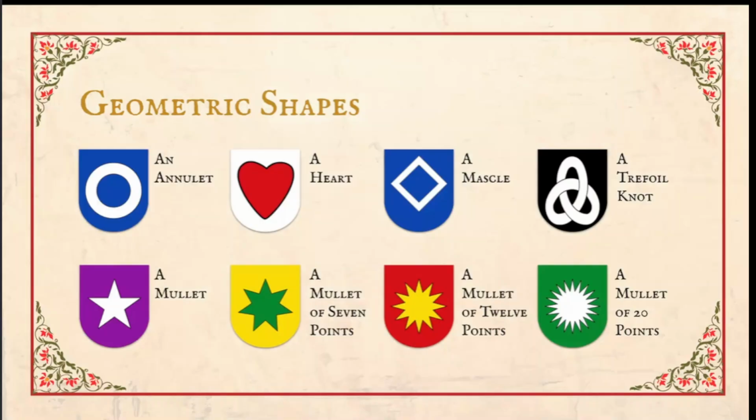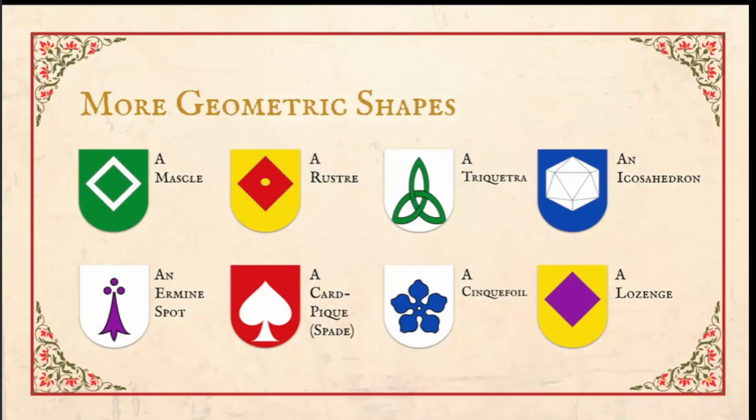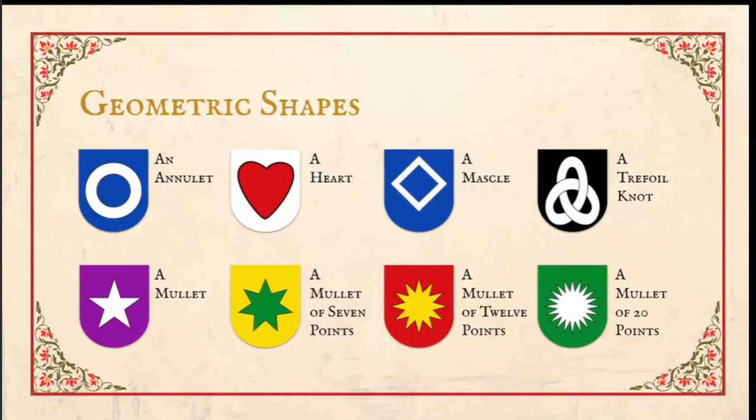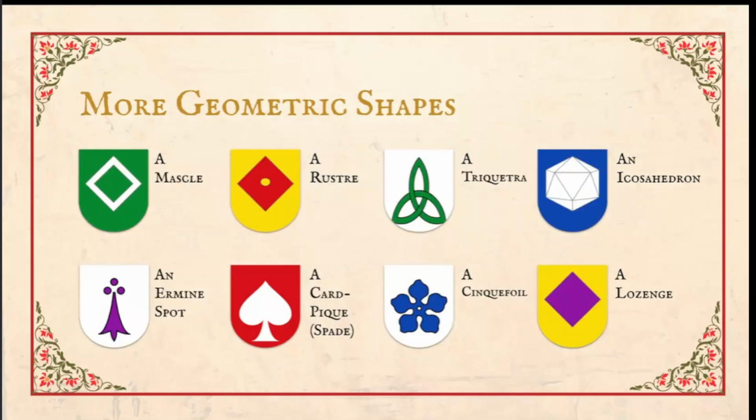And then you can say, oh, it's a mullet of 7 points, a mullet of 12 points, a mullet of 20 points. The mascle, and I didn't even fix that from last time, it's on there twice. The rustre is kind of a diamond that's got just a little hole in the middle. It's supposed to represent a knight's spurs.